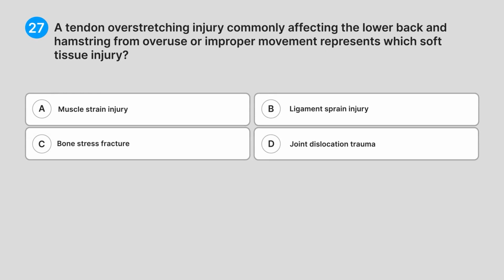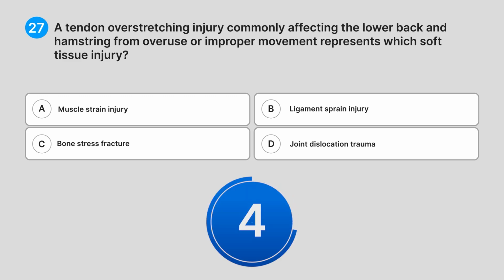27. A tendon overstretching injury commonly affecting the lower back and hamstring from overuse or improper movement represents which soft tissue injury? A. Muscle strain injury. B. Ligament sprain injury. C. Bone stress fracture. D. Joint dislocation trauma. Can you guess the answer?